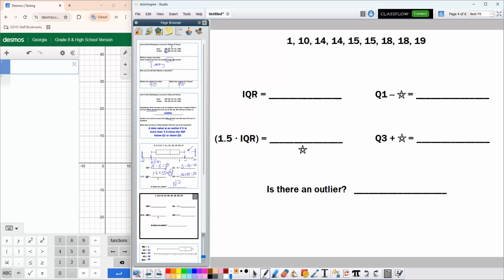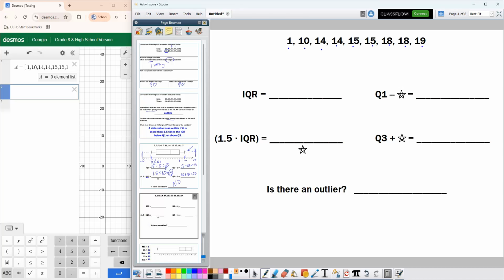So a couple different ways to go about that. I mean, you could find the median. You can find the Q1, all that kind of stuff. I'm just going to punch it in right here. And I'm going to say 1, comma, 10, 14, 14, 15, 15, 18, 18, and 19. There's 9 numbers in my list. And over here there was 1, 2, 3, 4, 5, 6, 7, 8, 9.